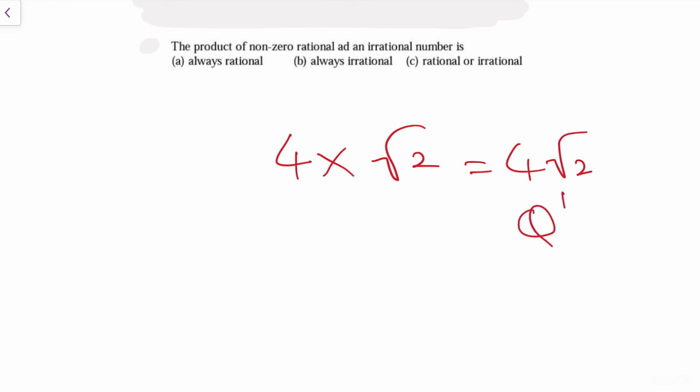Next, the product of a non-zero rational number and an irrational number. So one rational number I am taking 4 and I am multiplying with an irrational number root 2. So 4 times root 2, that is 4 root 2. 4 root 2 is an irrational number, so always irrational.